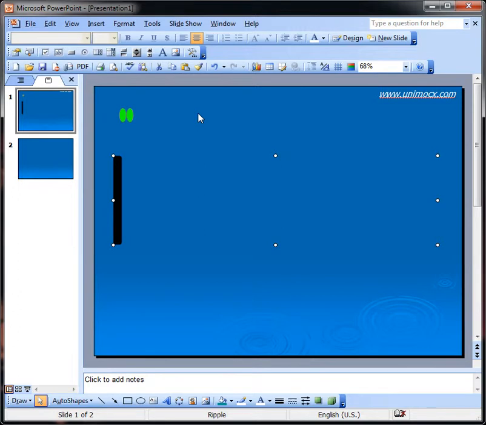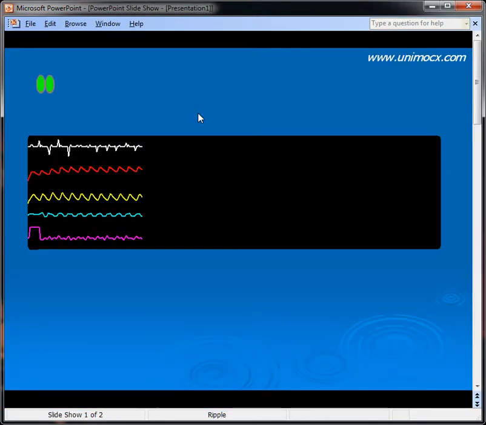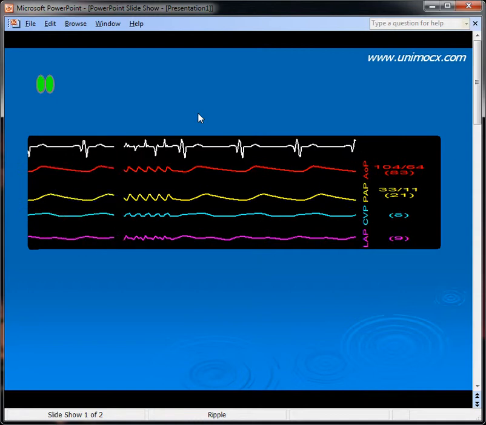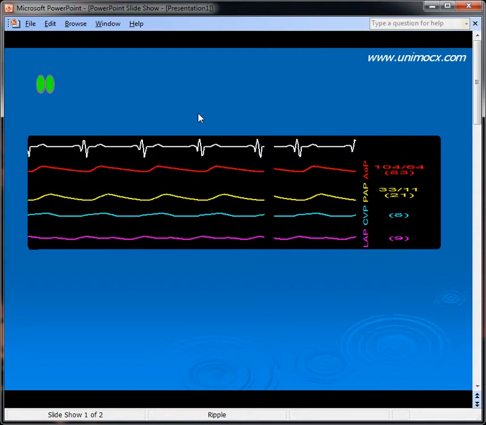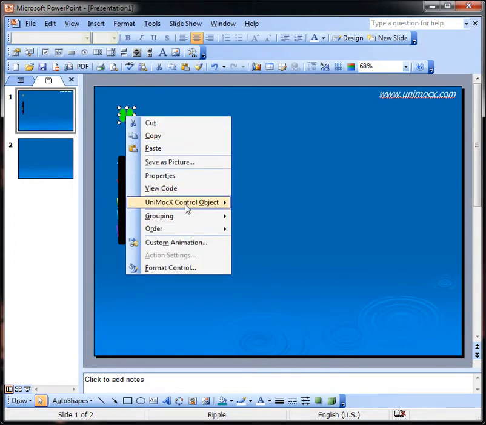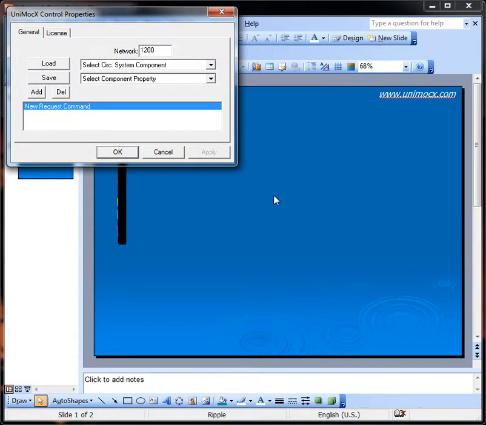If we start the presentation, you'll see that we have essentially our initial first presentation. If we go to the UniMocX control itself, we can take a look at its properties, and you'll see that there's really two main sets of properties here. One is the network, and the other is the command list.